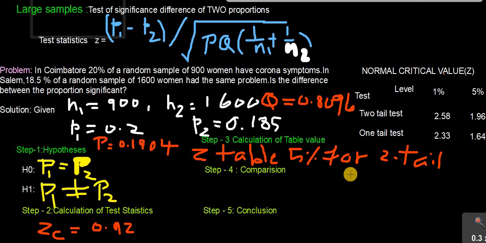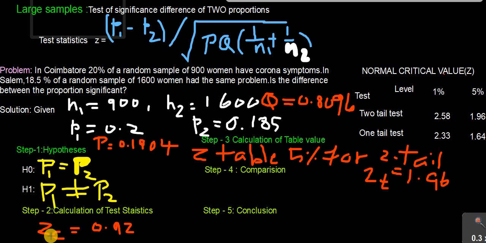So the value here is equal to 1.96. So the calculated value we have got, and the table value here, that is ZT, that is what we say table value. So ZT is equal to 1.96. Now what is the next step? Usually the comparison of the calculated value and the tabular value. That's the next step.